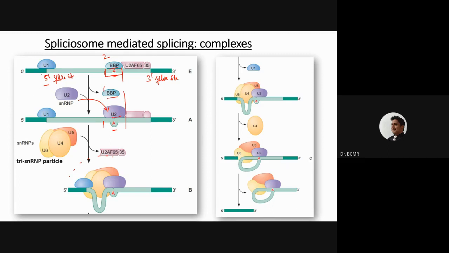Similarly, you can also think of U1 at the 5' splice site. It is first recognized by U1, and now you have a tri-snRNP particle consisting of U4, U5, and U6 that binds to the 5' splice site and also the branch point site. That is, by interacting with U2AF, they bring these 2 points close together.